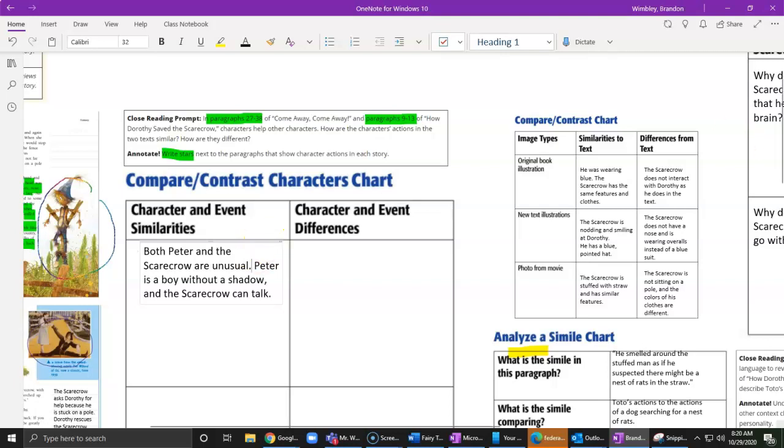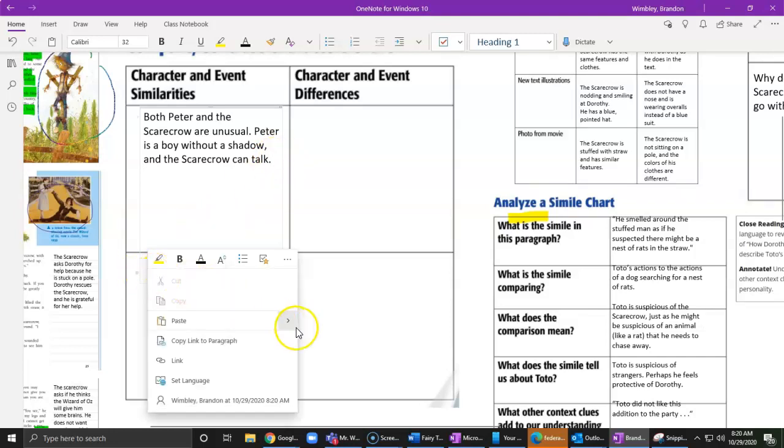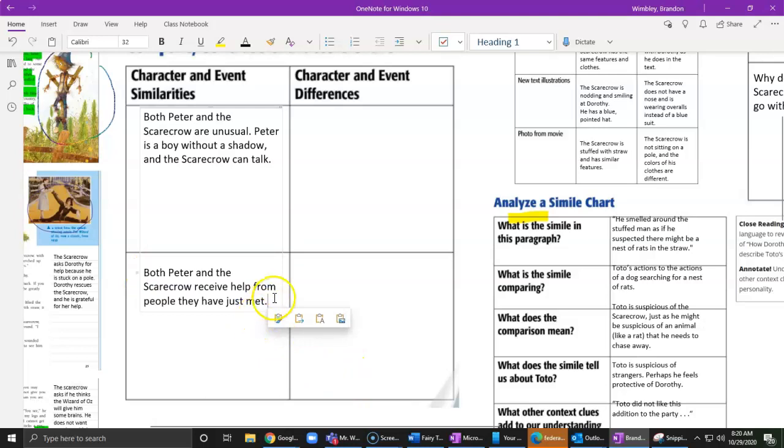Now, what's another way they're similar? Well, it's kind of the purpose of this prompt. They're both similar because they receive help. And it's not just that they receive help, but they receive help from what? From the people that they just met. So imagine that. You just met a stranger, especially someone who kind of broke into your room, and you're going to offer to help them. So that's how they're similar.